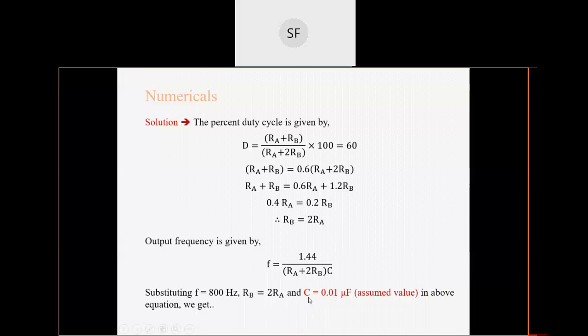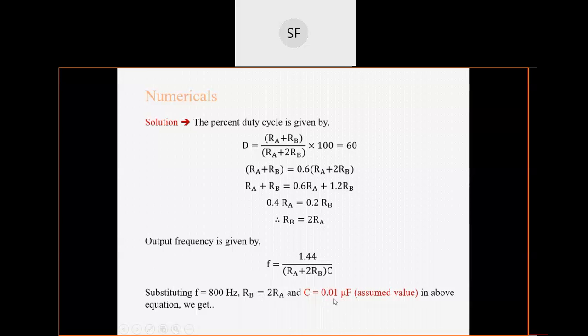and the value of capacitor is assumed in this order only. Either you can assume 0.01 microfarad, or 0.1 microfarad, or 1 microfarad. Okay, so you have to assume the value of capacitor in such a way that the values of the resistors RA and RB are not very high. These values should not be in the range of mega ohms, meaning 10 to the power 6. They should come in kilo ohms only. Okay, so that's why we choose the values of capacitor here.